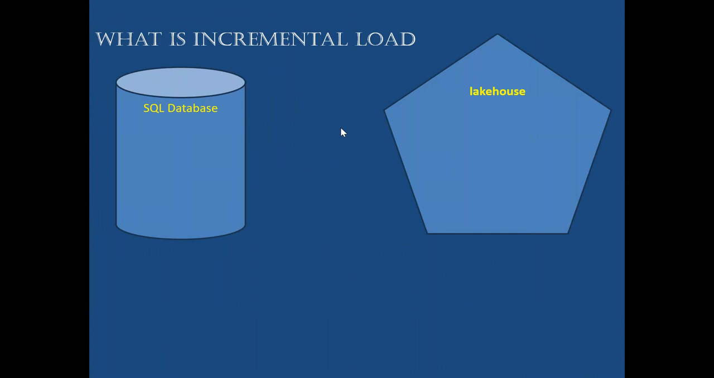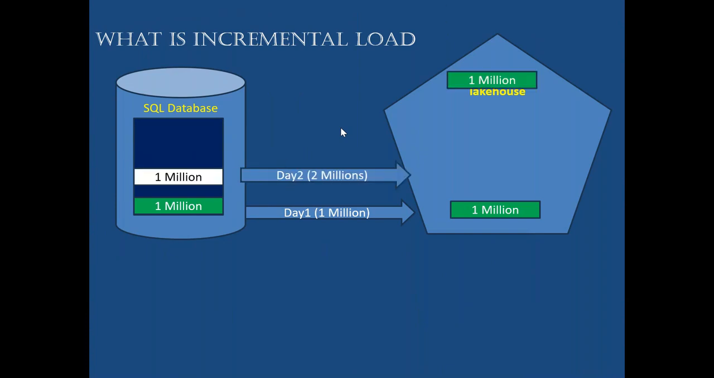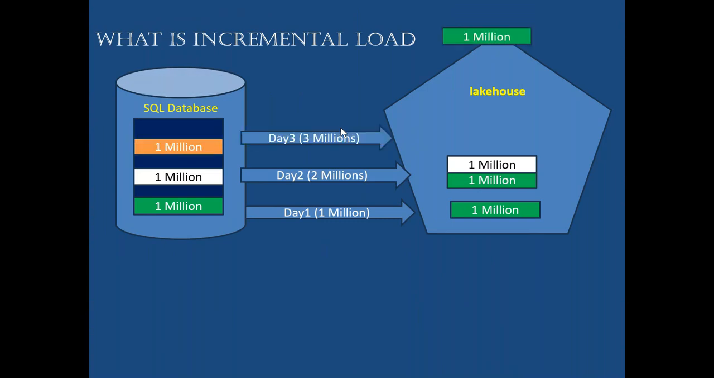For example, I have a SQL database, and the target is my lakehouse. In the SQL database, on day one, I have 1 million records. I can copy 1 million records to the lakehouse. Day two, I have 1 million new records, and I can copy them so the lakehouse has 2 million. Third day, 3 million I am copying. So is this called incremental load or full load?